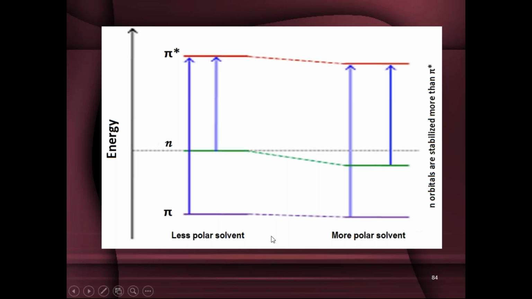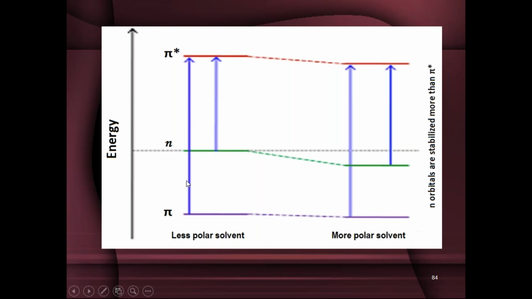You can see this in the diagram. Here you have on the right side the more polar solvent, and this is the less polar solvent. Now here you see the n pi star transition, and here you see the pi pi star transition. So this is the less polar solvent. What is the effect of increasing the polarity of the solvent? We'll see on the right side. So this represents the n pi star transition. This represents the pi pi star transition.